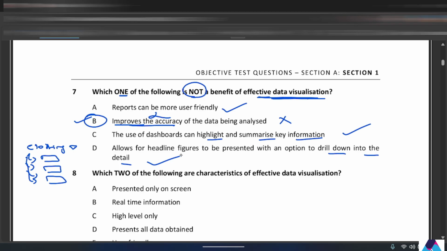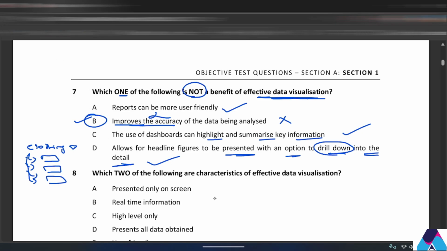So it allows for a headline figure to be presented with an option to drill down into the details, right? Obviously it's not going to be clothing and so on, but I will just give you an example, okay? So we already have our answer. It's part number B, and all the other options are correct.